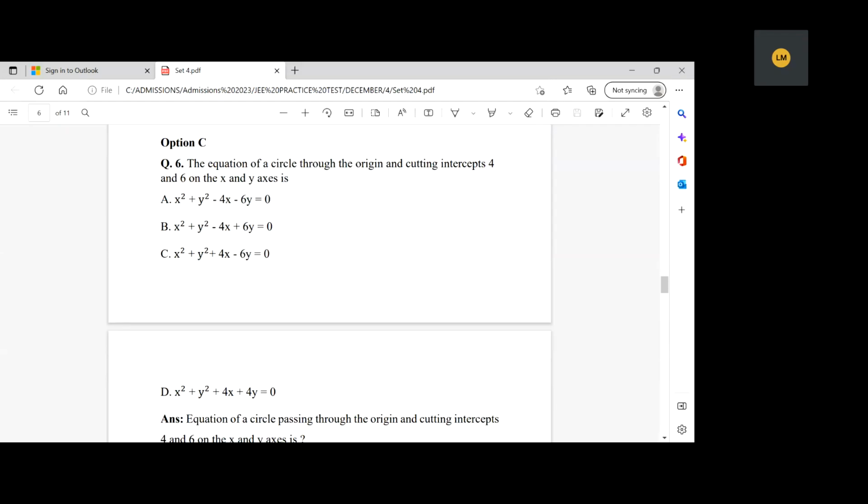So yes, the equation of a circle through the origin cutting intercepts 4 and 6 on the x and y axis. It could be x square plus y square minus 4x minus 6y equal to 0, or the second one is x square plus y square minus 4x plus 6y equal to 0, or plus 4x minus 6y equal to 0, or x square plus y square plus 4x plus 4y equal to 0. You need to find out the equation of a circle. No need to do calculations and all. Just looking into the question itself, you can get the answer.